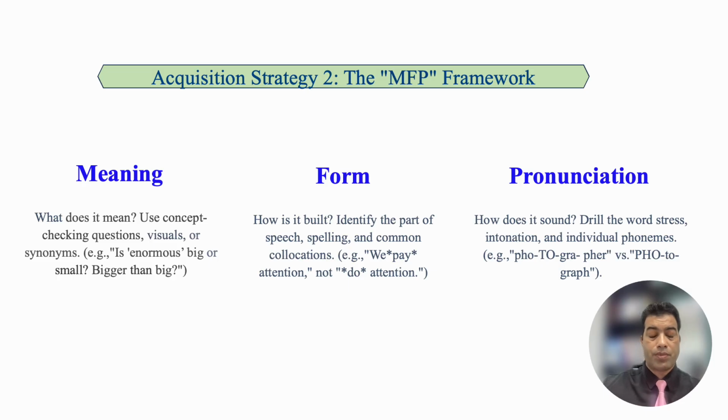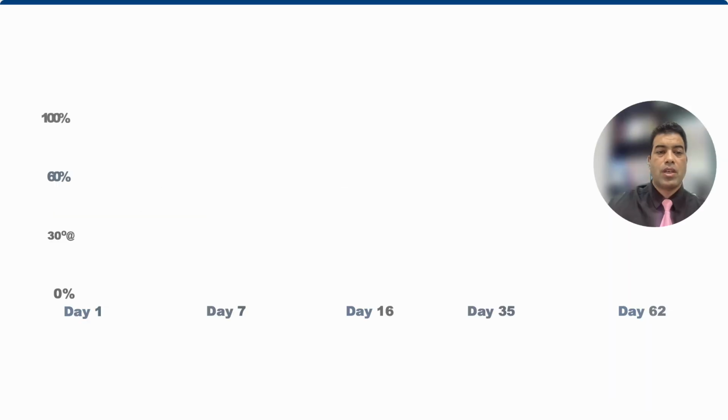photography. So where is the stress? When pronounced correctly, students learn it better. So meaning, form, and pronunciation are important and fundamental strategies to teach a word.